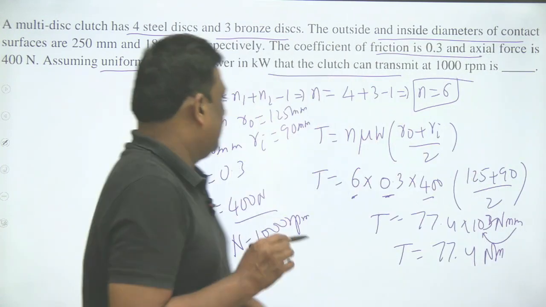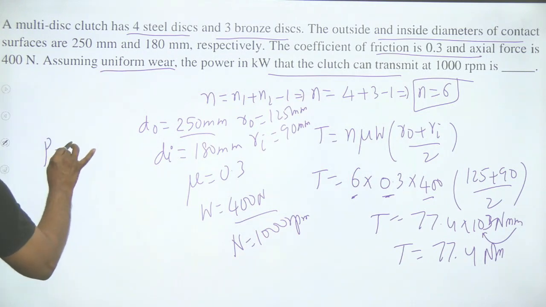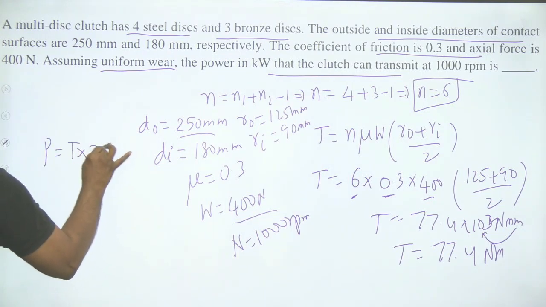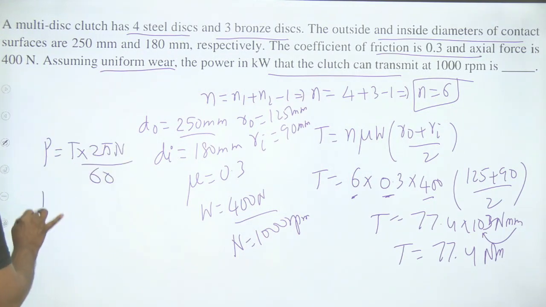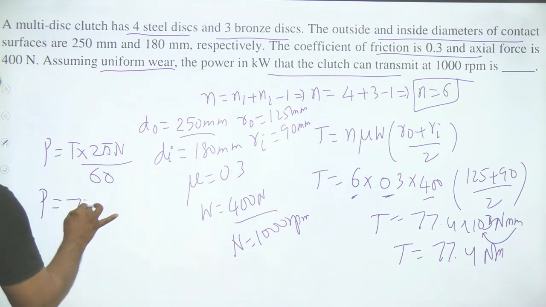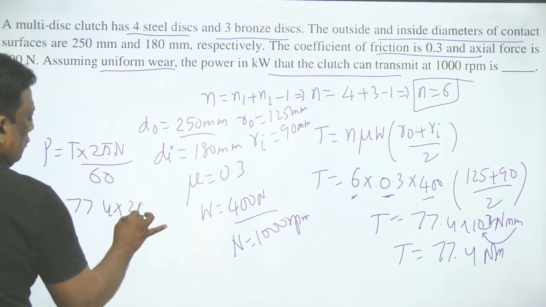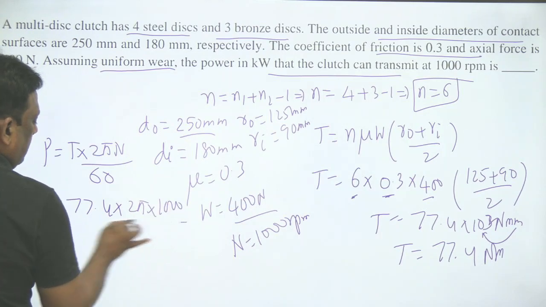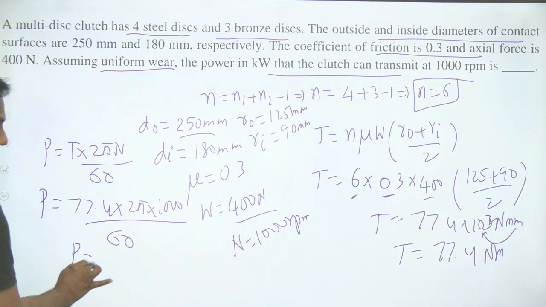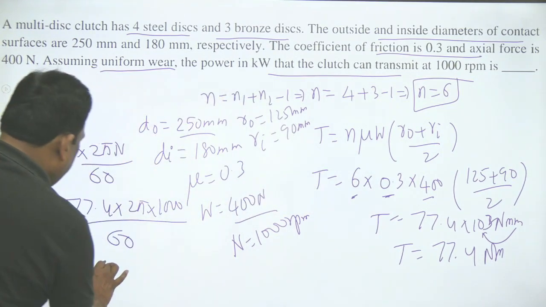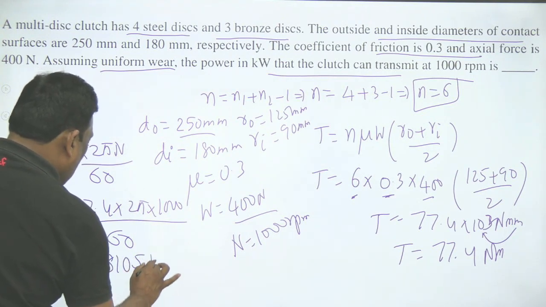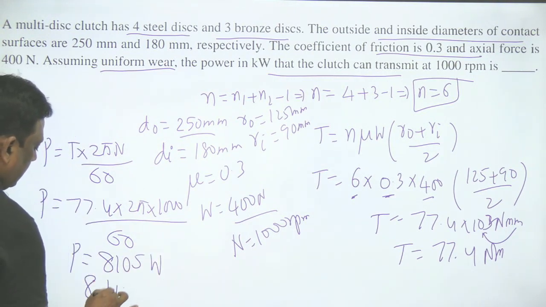It's as simple as that. So power is equal to torque into omega, where omega is 2 pi N by 60. Therefore, power is equal to the torque, 77.4, into 2 pi, and the speed is 1000 by 60. Calculating, I get the value as 8105 watt or 8.1 kilowatt.